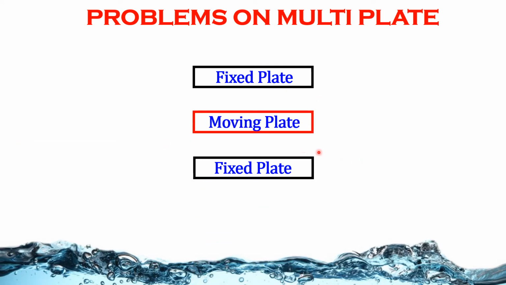Between these two plates, we have a moving plate. The distance between your top plate and your moving plate is dy1, and the distance between your bottom plate and your moving plate is dy2. The relative velocity of your moving plate is u.